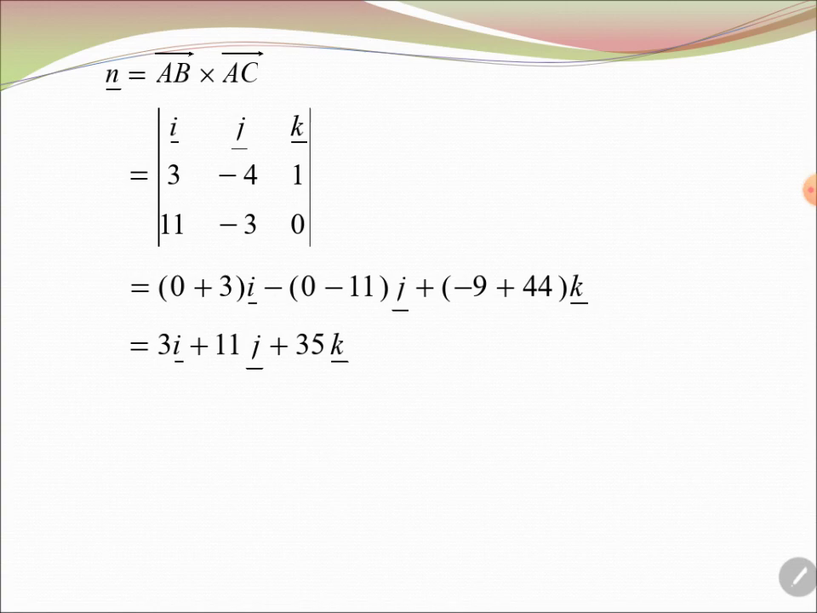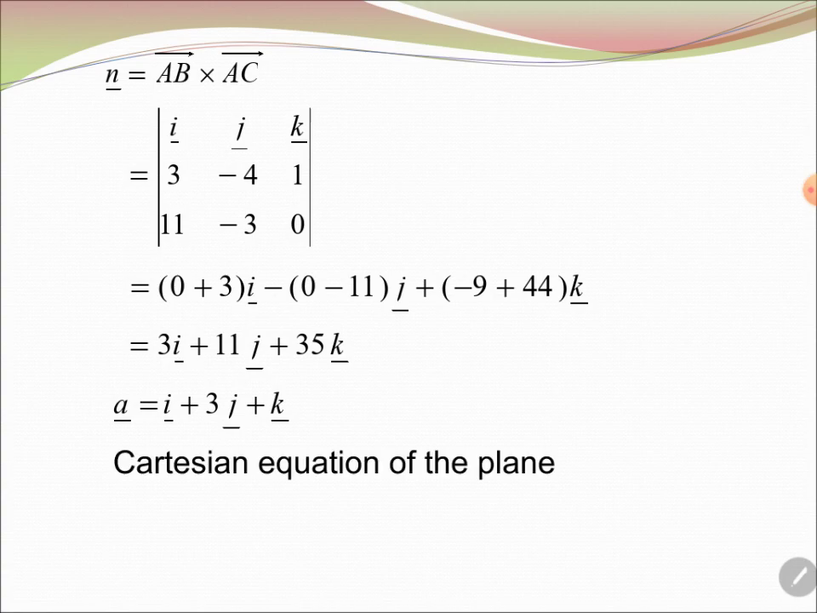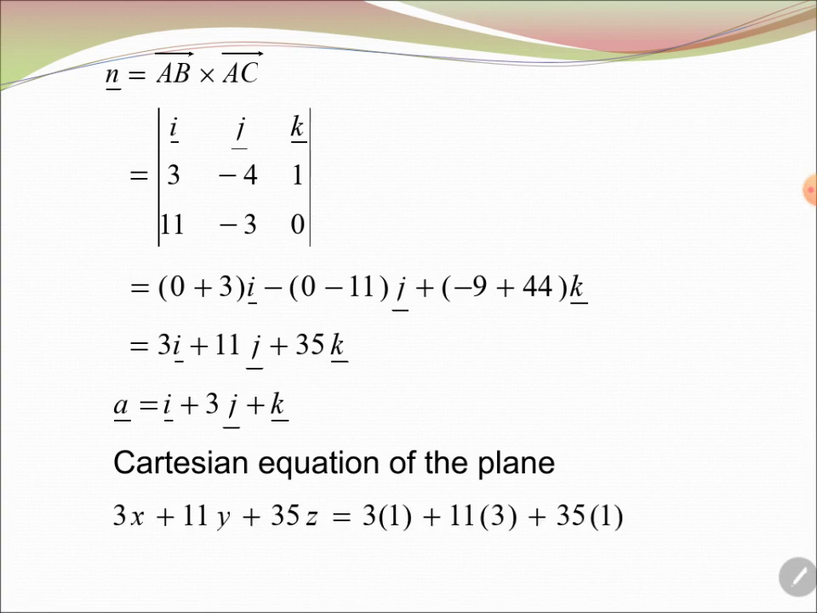And the next step, we just have to replace the vector n with the normal we've got from above, and then the vector a equal to the position vector of A, which is i plus 3j plus k. So the Cartesian equation, you can rewrite it from the vector equation, or you can directly substitute into the Cartesian equation, which is ax plus by plus cz equal to a1a plus a2b plus a3c. Okay, so we have the value of D on the right side equal to 71. So that's for the case where we have 3 points on the plane.